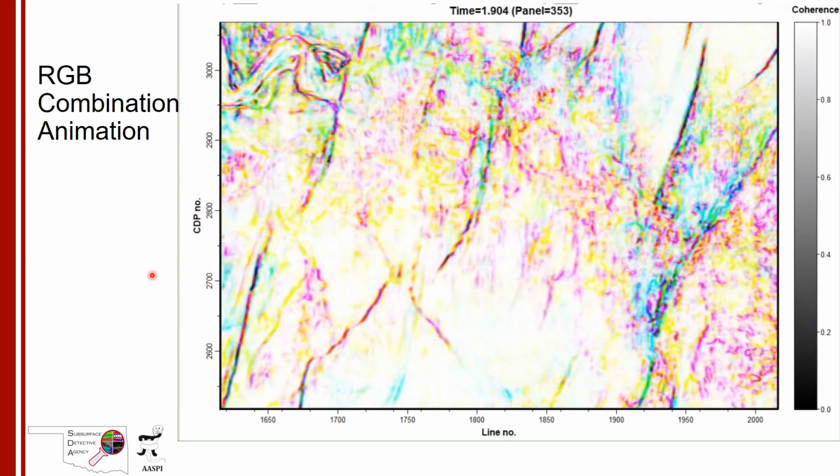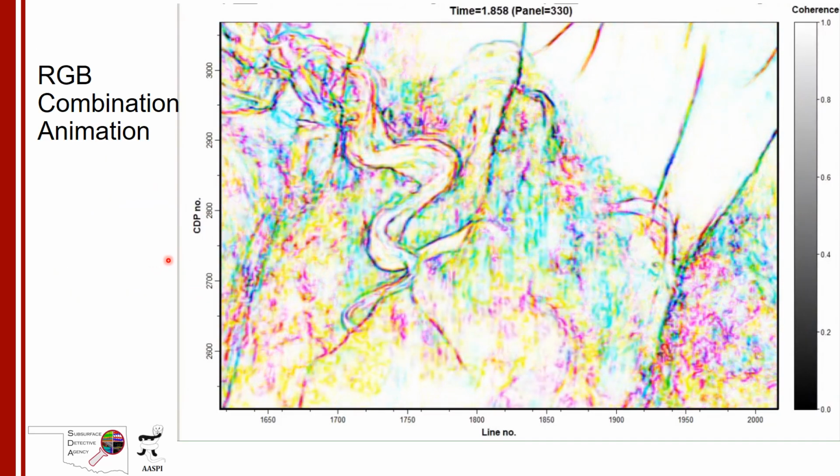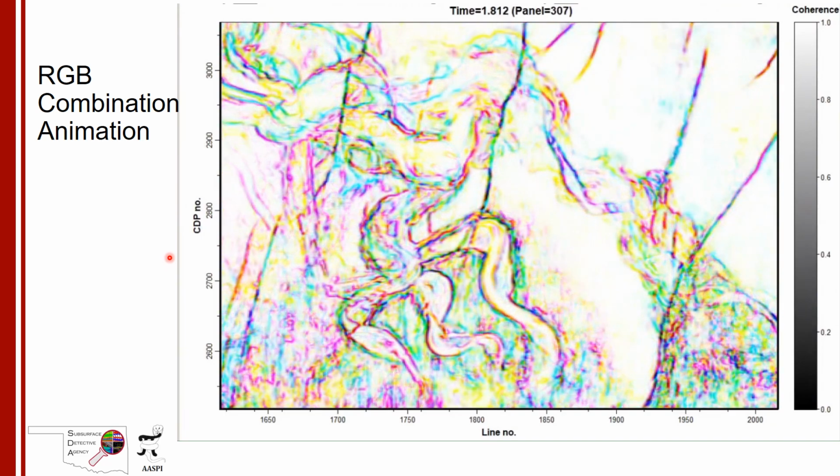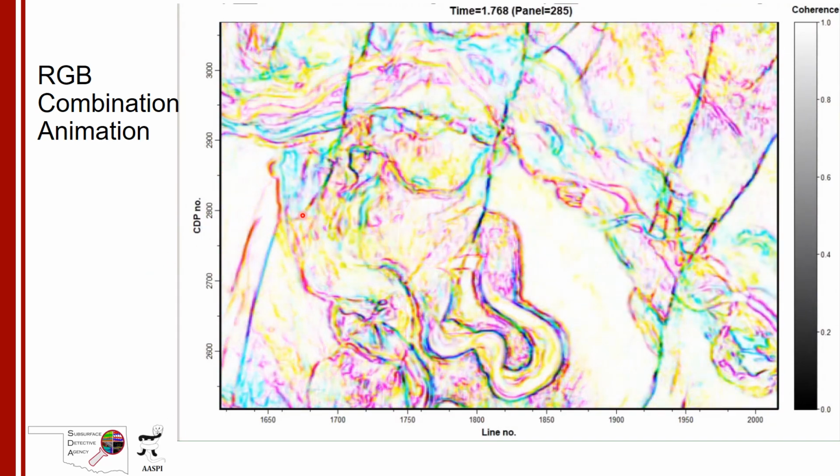Here you can see an animation for the multispectral coherence volumes. Three different volumes, three different frequencies.